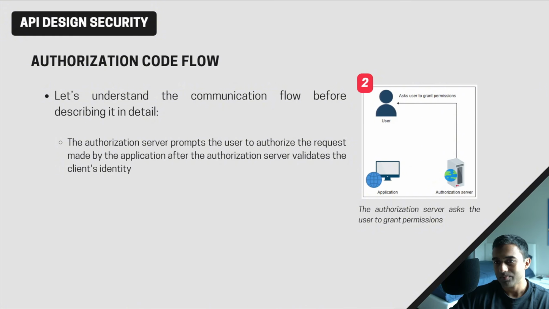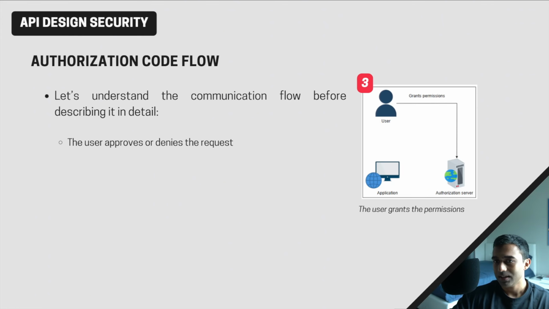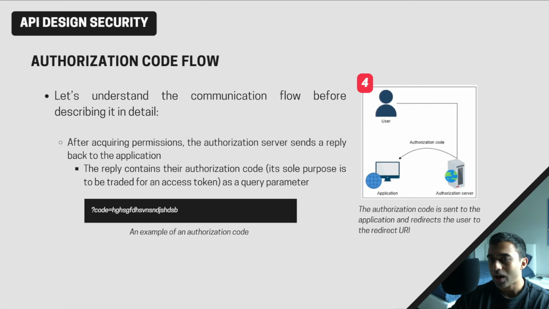Then secondly, the authorization server prompts the user to authorize the request made by the application after the authorization server validates the client's identity. Then the user approves or denies the request. After acquiring permissions, the authorization server sends a reply back to the application. The reply contains their authorization code. Its sole purpose is to be traded for an access token as a query parameter. And in the picture, we have an example of an authorization code.